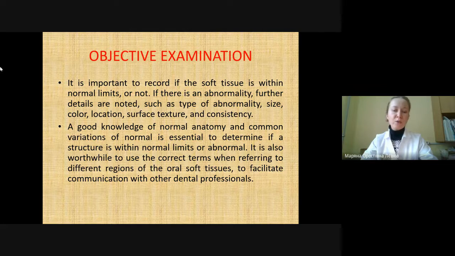It is also worthwhile to use the correct terms when referring to different regions of the oral soft tissues to facilitate communication with other dental professionals.